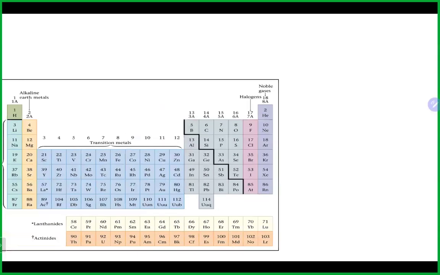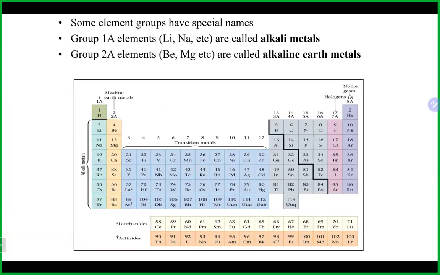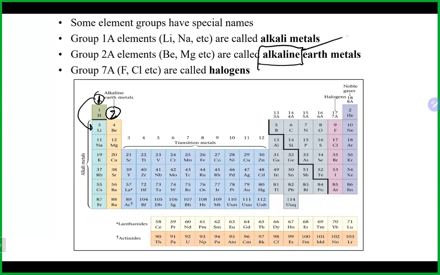Some other important parts of the periodic table. There are certain groups with special names. So starting here at group one, which once again begins with lithium, these are the alkali metals. That's lithium, sodium, potassium, and all those guys coming down. Right next door at group number two are beryllium, magnesium, calcium, all those guys. Those are the alkaline earth metals. The word alkaline pretty much means basic.